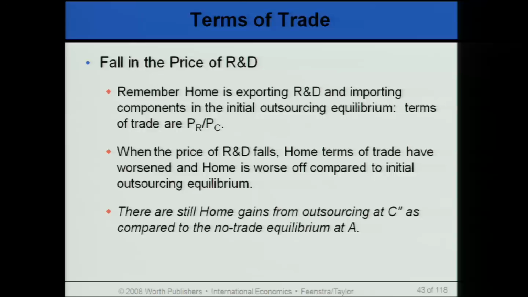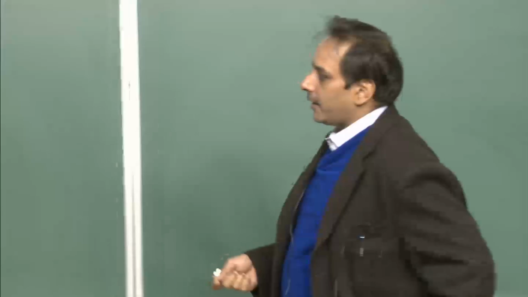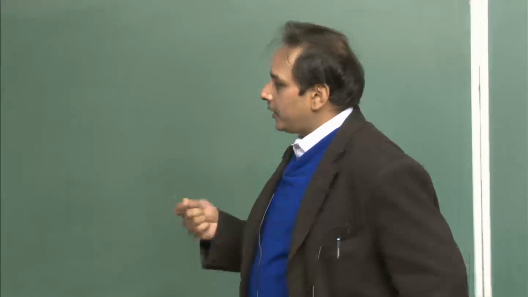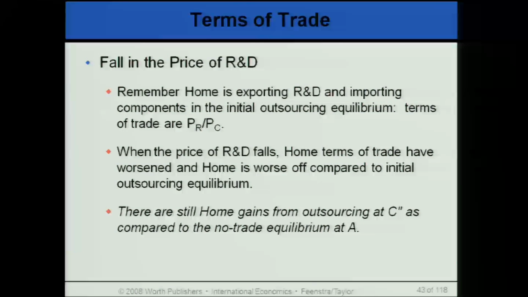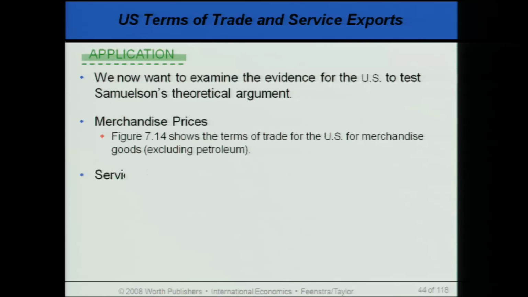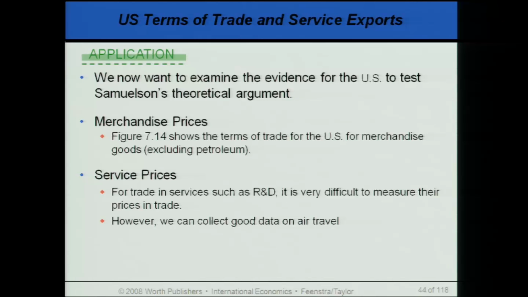but at the end there are still home gains from outsourcing at C double dash as compared to the no trade equilibrium. So this is a standard result, that if you trade, you will be gaining as compared to the no trade equilibrium. Now what is to be seen empirically, as an application, is whether you see evidence for the US to test Samuelson's theoretical argument. That Samuelson's theoretical argument was that you see a fall in the terms of trade of the US.